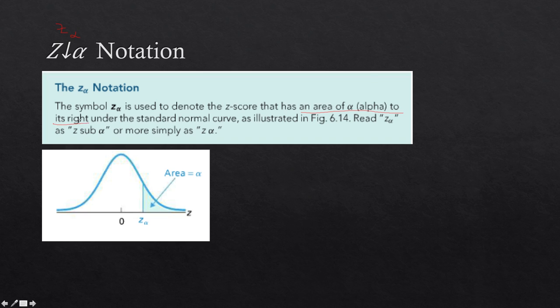Okay? So what's that mean? Well, that means if we're going to read it from the table, what do we have to do? Well, we have to subtract alpha from 1 to be able to get the area to the left so that we can read it from the table. Okay? So keep that in mind. So here we go.